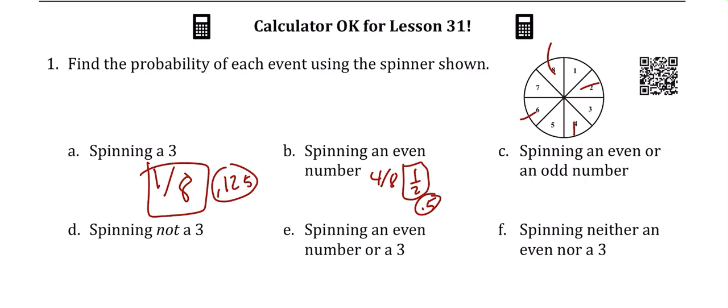Notice for probability, we're not saying percentages. We're using decimals. If they said the percent chance, we could do a percent. But here they say probability, and so probability is going to be a decimal or a fraction.